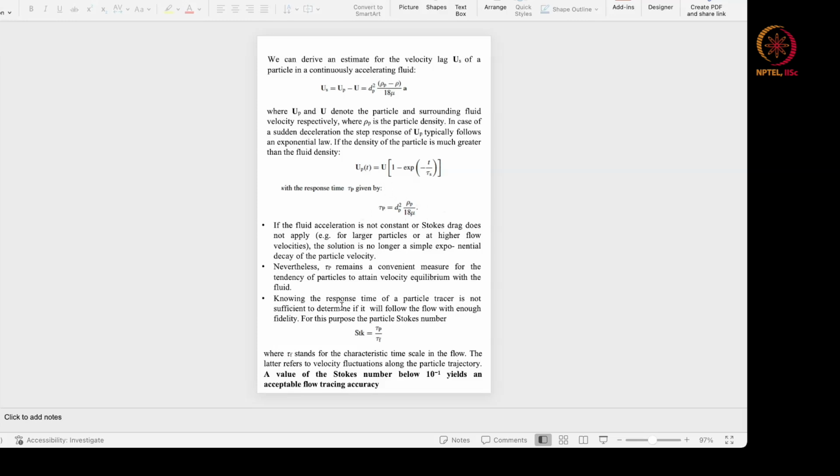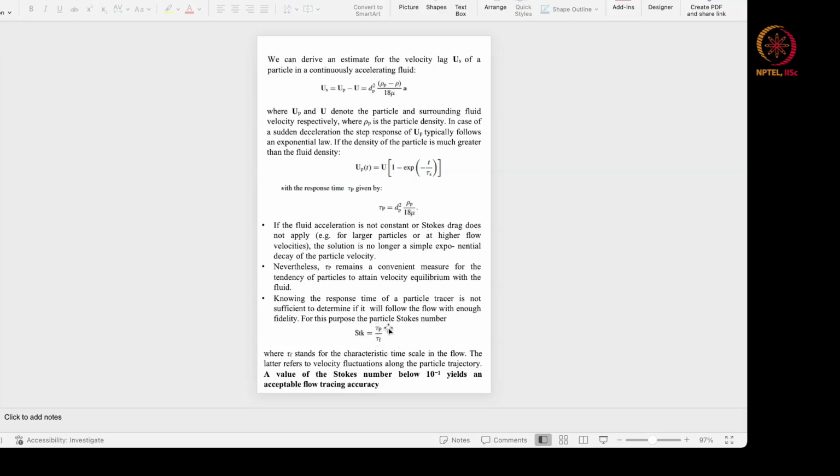Knowing the response time of a particle tracer is not sufficient. This is the response time of the particle tracer to an acceleration or a deceleration, not valid for very large particles or very high flow velocities. If you know the response time of the particle tracer, it is not sufficient to determine if it will follow the flow with enough fidelity. For that you need what is called a Stokes number. The Stokes number is nothing but the ratio of two time scales: the particle response time and the characteristic time of the flow.